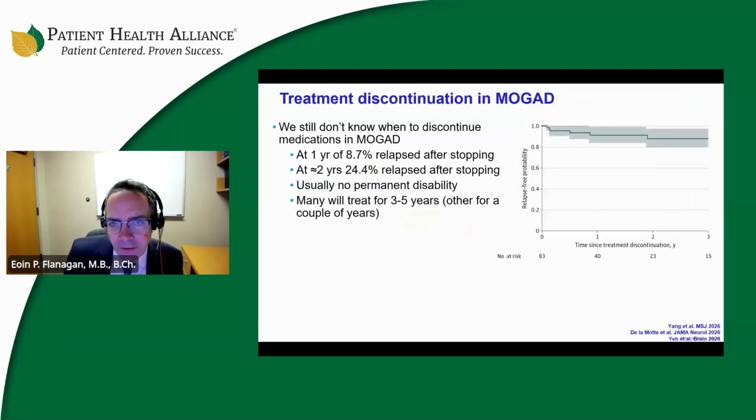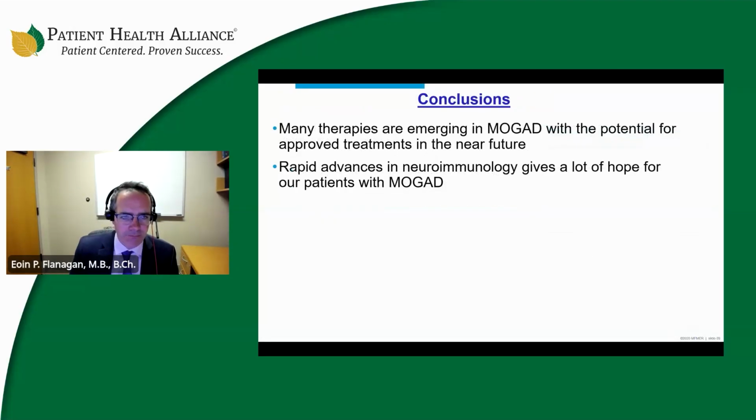We don't know when to discontinue treatment in MOG. I mentioned this a bit earlier. We often treat for 3 to 5 years, but some people will withdraw treatment early. Up to 10% of patients can relapse in the first year after withdrawing, and even 20 to 25% in the second year. So people can go on to have relapses, but usually they don't develop permanent disability from those relapses. So it is something we should consider. You know, we don't want to be treating everybody lifelong with these potentially risky medications. So it's something we need to learn more about and do more research on.